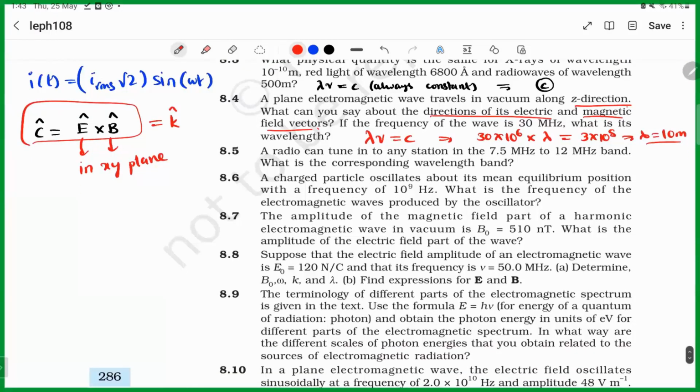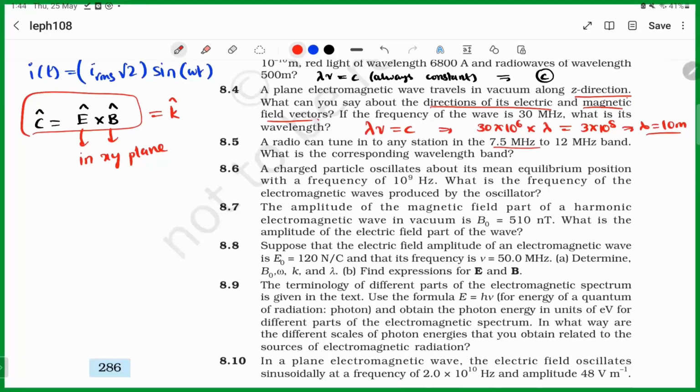A radio can tune in to any station in the 7.5 megahertz to 12 megahertz band. What is the corresponding wavelength band? Well, if it can tune into at the very least 7.5 megahertz, then the maximum possible wavelength that it can tune into is the speed of light divided by that. Can you see why? I'll explain. Again, the formula is lambda nu equals c, so lambda equals c by nu. If the denominator can range between 7.5 megahertz and 12 megahertz, this lambda can vary between c by 7.5 and c by 12, right? That is the general gist of what we're trying to solve.